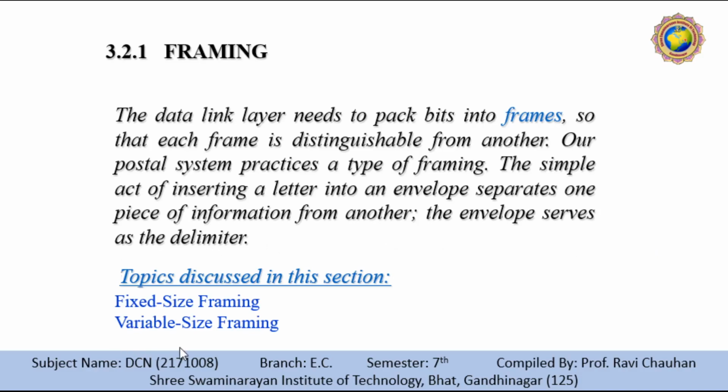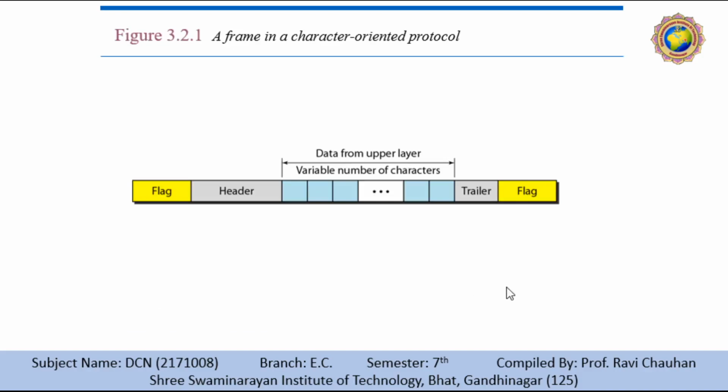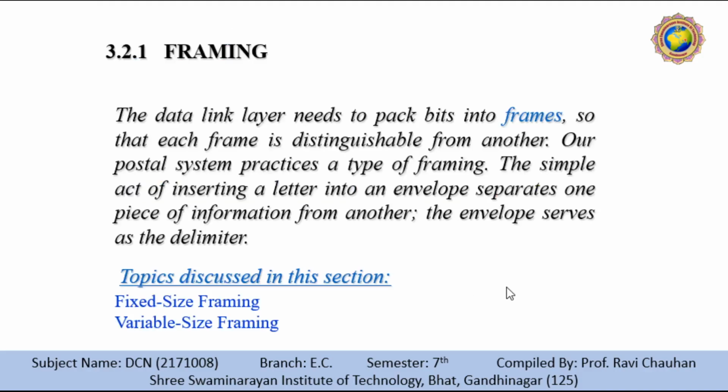In this section, the following topics will be discussed: fixed-size framing and variable-size framing. Frames can be of fixed or variable size. In fixed-size framing, there is no need for defining the boundaries of the frames. The size itself can be used as a delimiter. An example of this type of framing is the ATM wide area network, which uses frames of fixed size called cells. We will discuss this in later chapters.